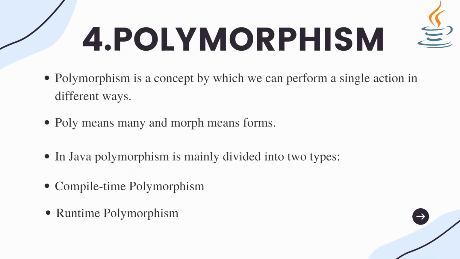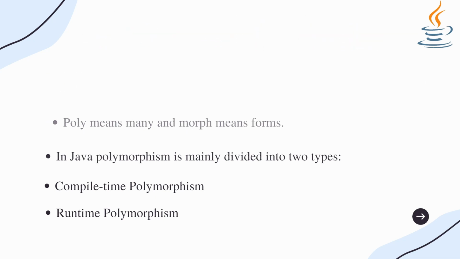Polymorphism. Polymorphism is a concept by which we can perform a single action in different ways. Poly means many and morph means forms. In Java, we can achieve polymorphism in two types: compile time polymorphism and runtime polymorphism.